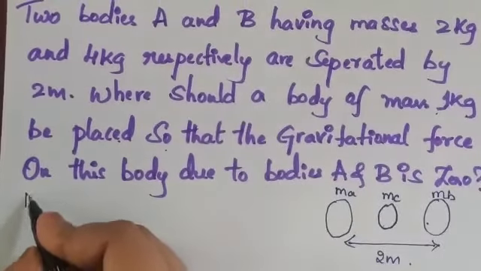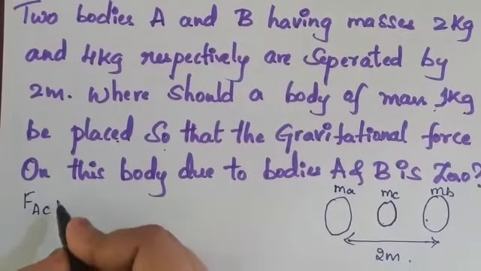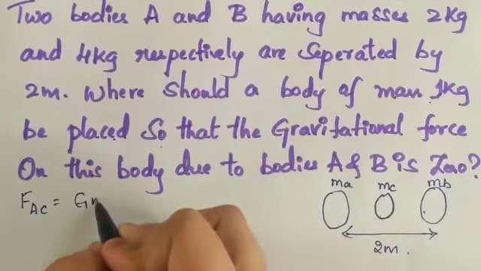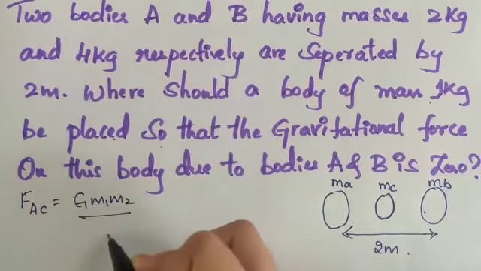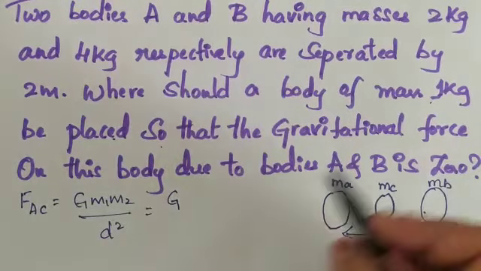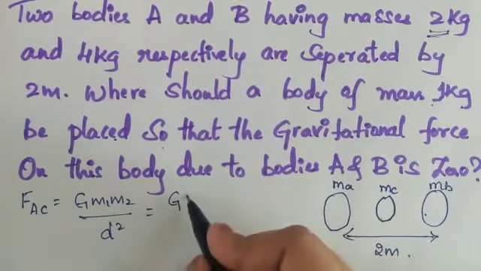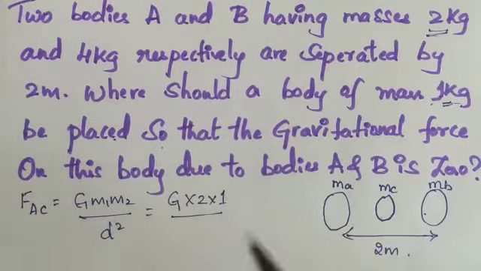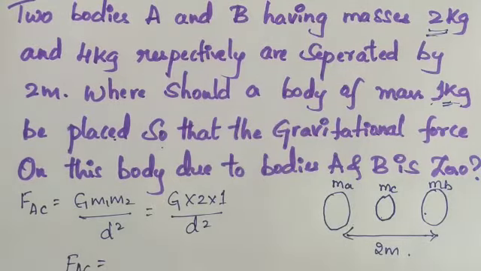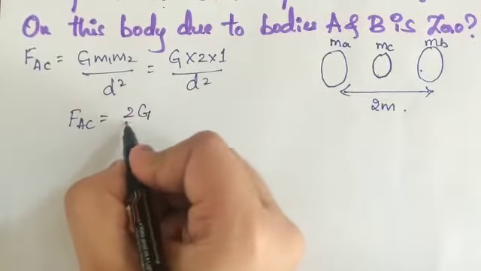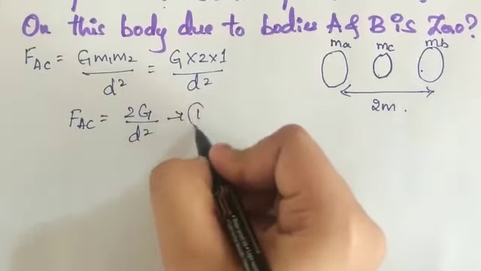So for objects A and C, I am going to consider F_AC, the gravitational force between these two objects. The formula is G m1 m2 divided by d square. G m1 m2 means G ma mc. The mass of object A is given as 2 kg, and m2 is C, that is 1 kg. So F_AC will become 2G divided by d square. Take this as equation number 1.